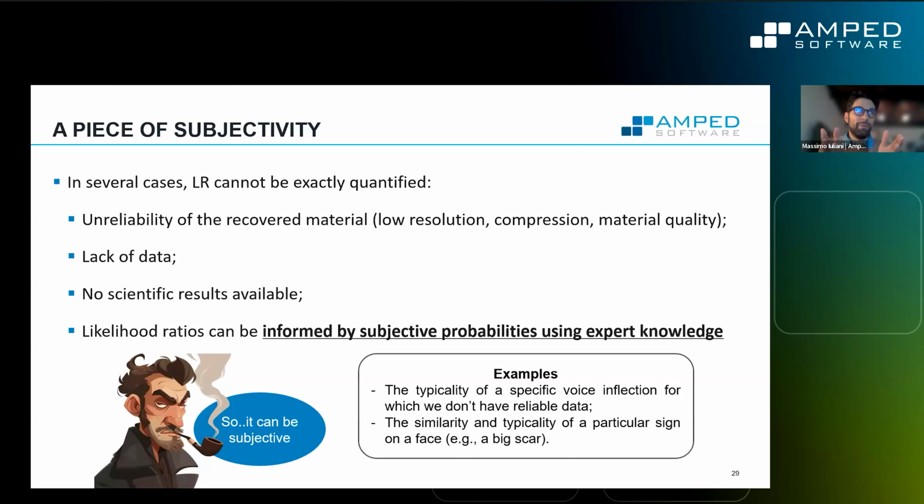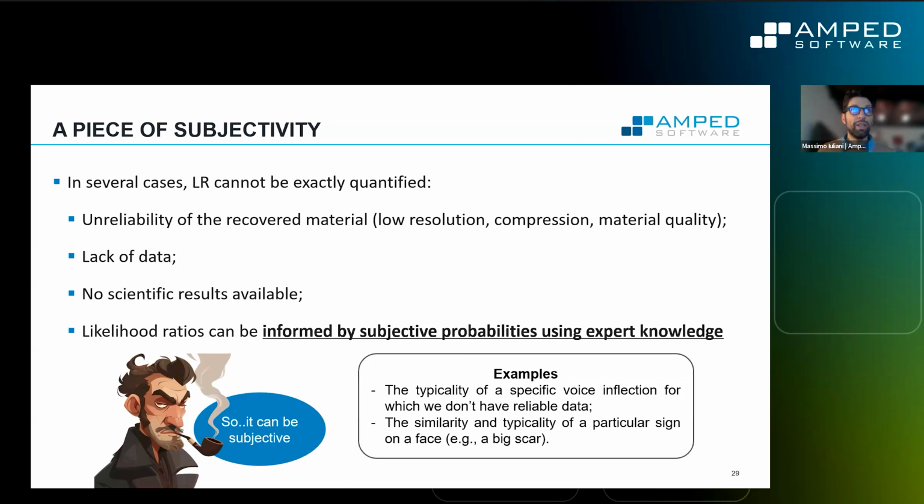So these affect the uncertainty of the result. In several cases, we have a lack of data and non-scientific results that can be used for the likelihood ratio. Let's consider, keeping the example of the speaker identification, if we have some specific strange inflection that is not studied, I mean, we cannot have data on everything, okay? So in that case, how can we compute the likelihood ratio if we lack data, even if the quality of the material is high?